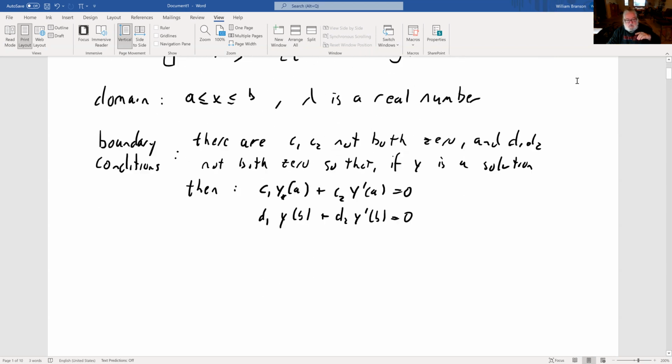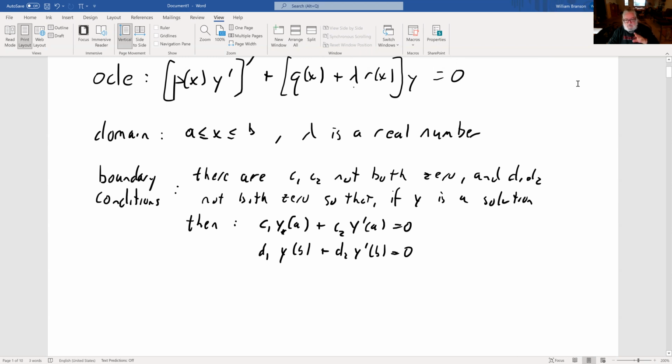So if we have any solution to this equation, it has to satisfy these equations. And the C1 and C2 are given at the beginning of the problem, right? Every solution has to have the same C1 and C2 for the problem.